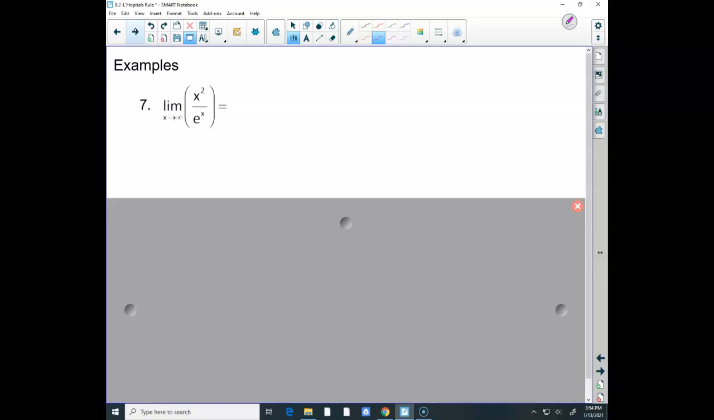I'm going to do a few more examples here, and then once these examples are done, I'm done, and your homework will actually be the very last sheet. I think there's 9 problems on there. Those will be your homework problems for L'Hopital's rule.